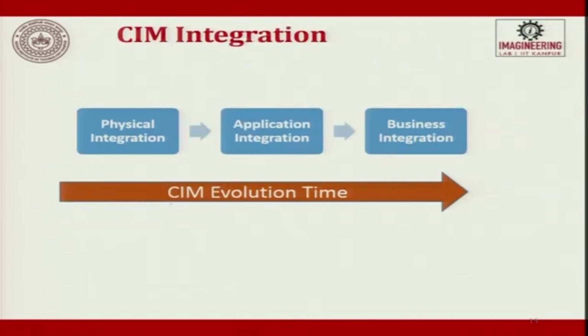CIM's evolution over a period of time: it first started with physical integration, then it started with application integration. Today we are talking about business integration. Physical means a wire connection between the two. Application means where wire is not there. Today we are talking about business integration, which has come into existence.